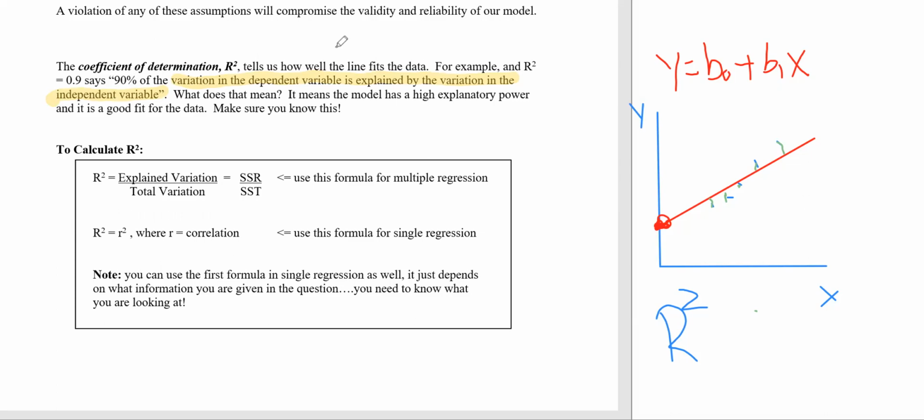Hey, don't tell me the question. That could violate the charter. But come on, what else are they asking? This has got to be there, in my opinion. So I think you've got to be ready for this. So it definitely tells us how well the line fits the data. That's it. So, an R squared of 0.9 says 90% of the variation is explained. Okay, so you've got to know this, and you've got to know how to calculate this.